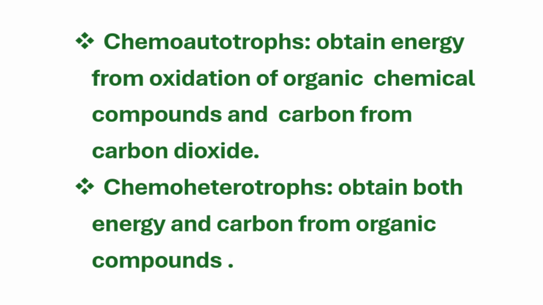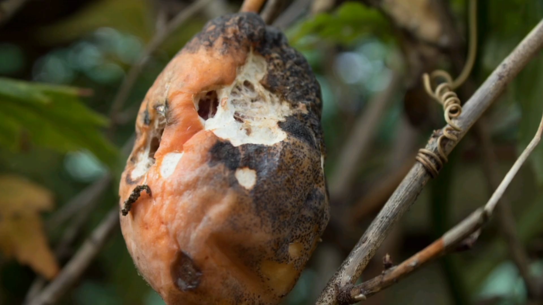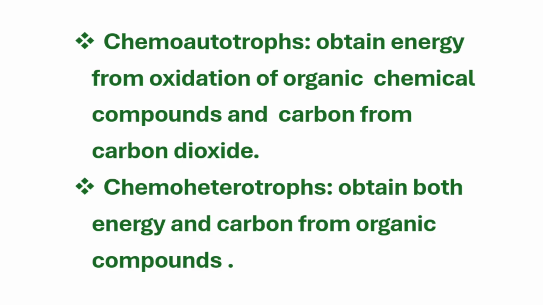Chemoheterotrophs acquire both energy and carbon from organic compounds. This is the most common nutritional mode and is shared with animals. Many chemoheterotrophs act as decomposers, recycling essential nutrients like carbon and nitrogen.